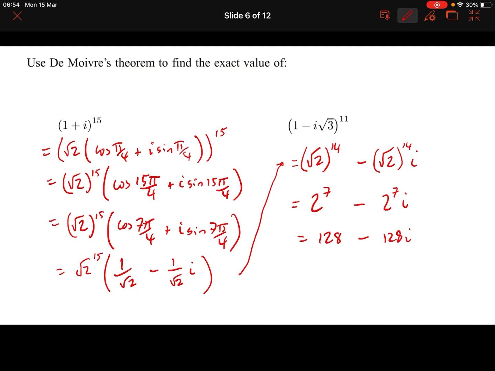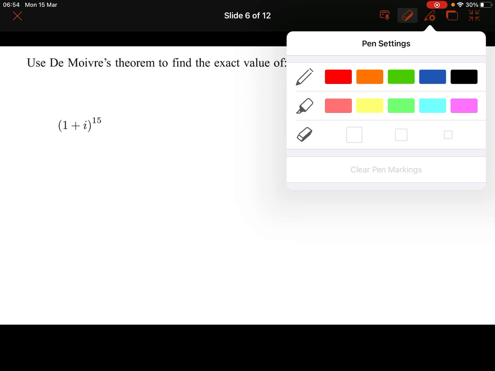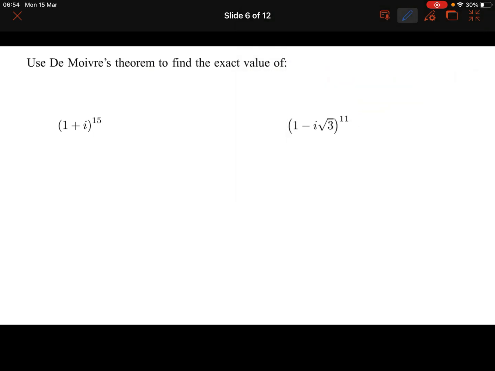It didn't take as much work as doing a massive long binomial expansion. Let's just do it for 1 minus i root 3 to the power of 11. So again, let's find the modulus and the argument. So, a little Argand diagram. 1 minus i root 3 is going to be somewhere like this.